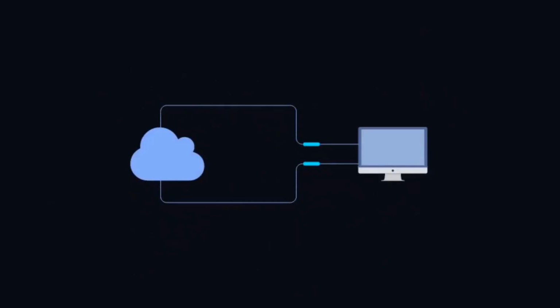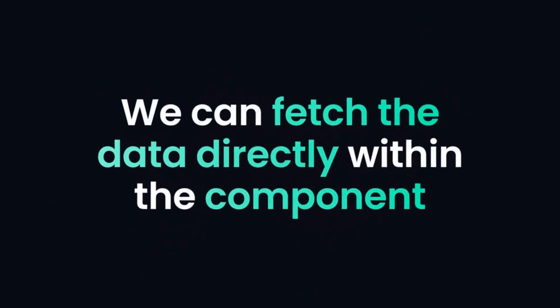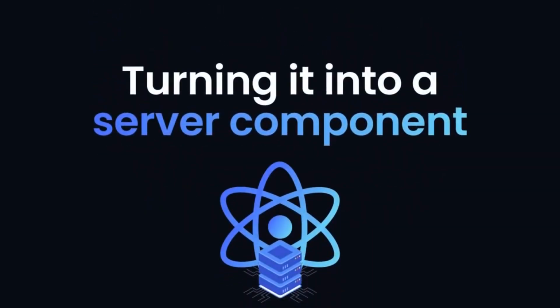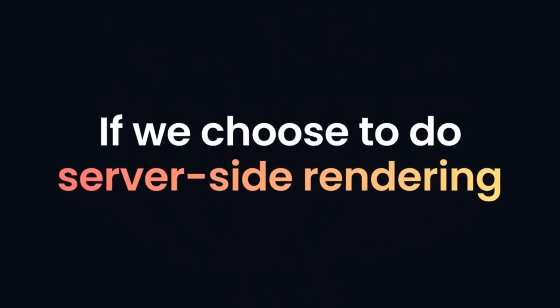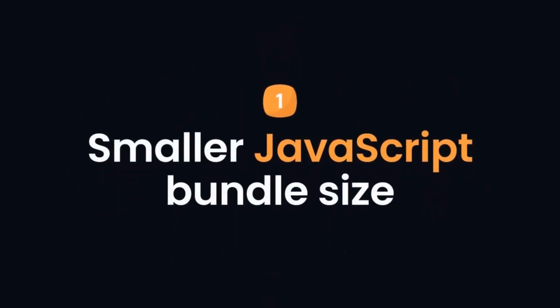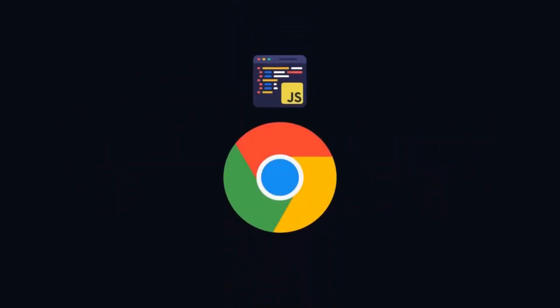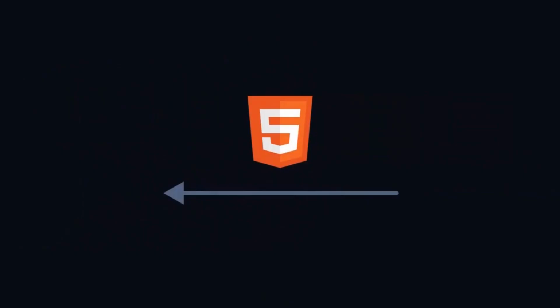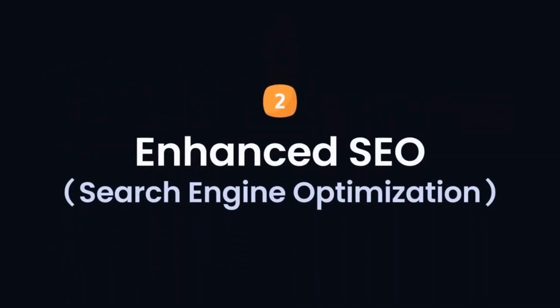So, rather than fetching and passing data to components separately, we can fetch the data directly within the component, turning it into a server component. So, if we choose to do server-side rendering, we have many different benefits. The first one is smaller JavaScript bundle size. The size of the JavaScript code that needs to be downloaded by the browser is significantly reduced because we're just returning HTML.